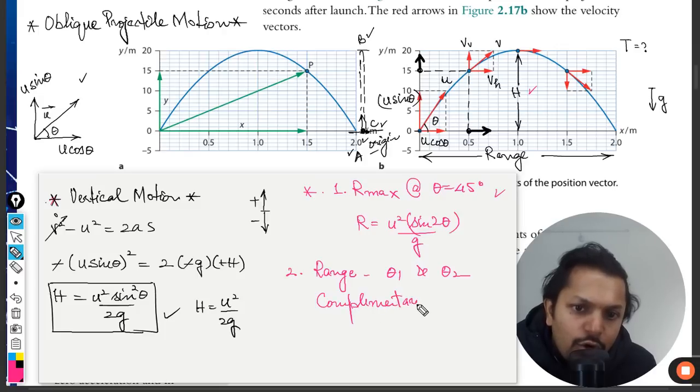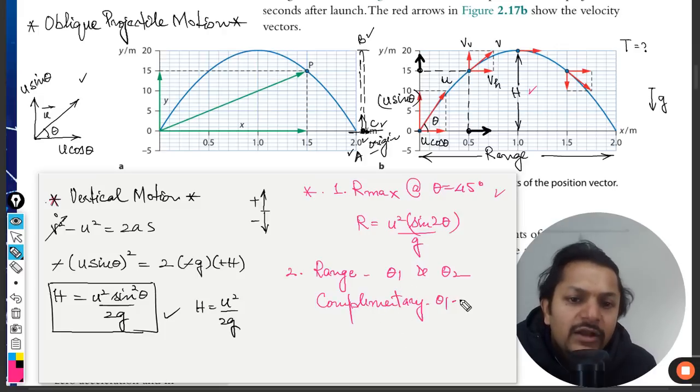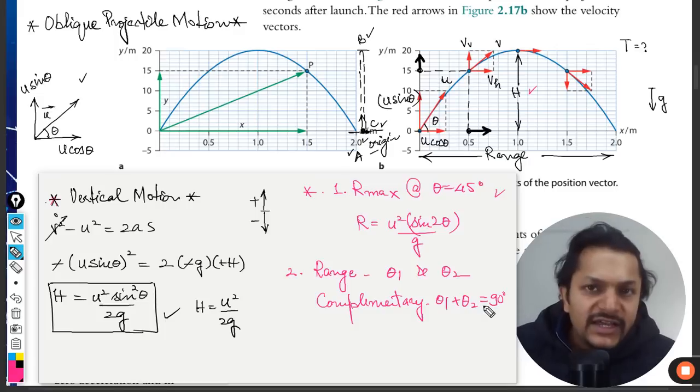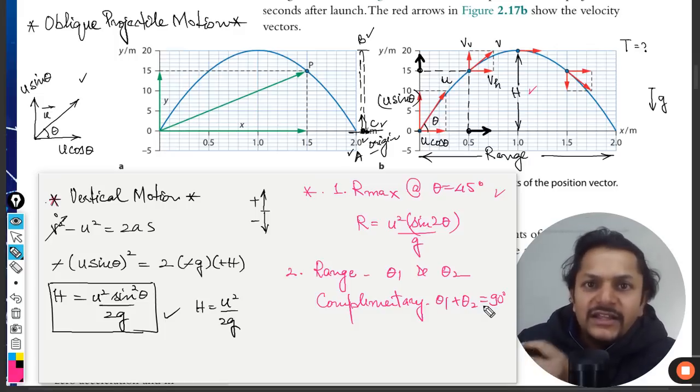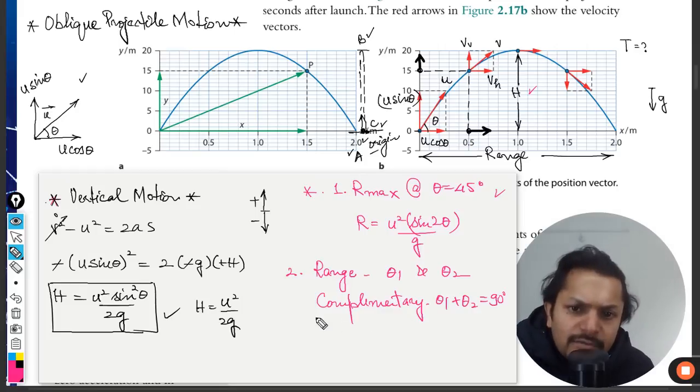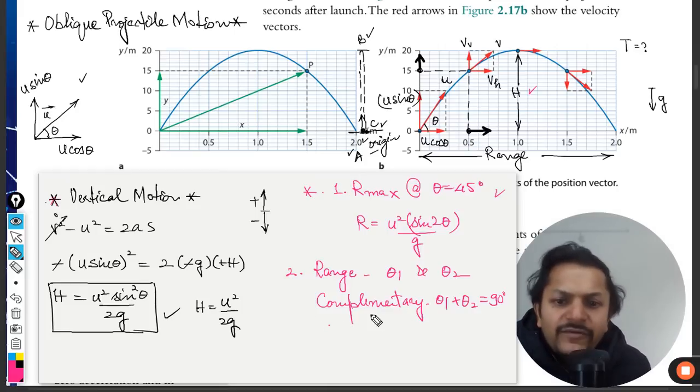Complementary means that theta 1 plus theta 2 is equal to 90 degrees. This is the relation. For example, in case number 1, I threw this body at 30 degrees, and in case number 2 you threw the body at 60 degrees. Both of them will result in the same range.